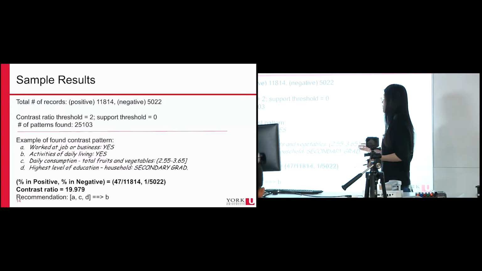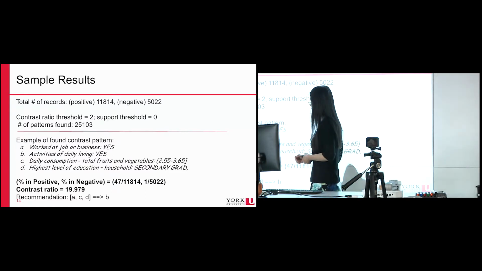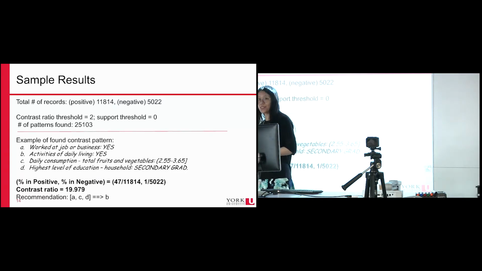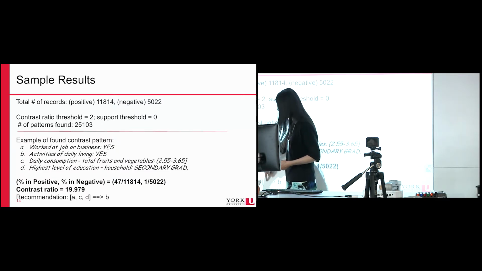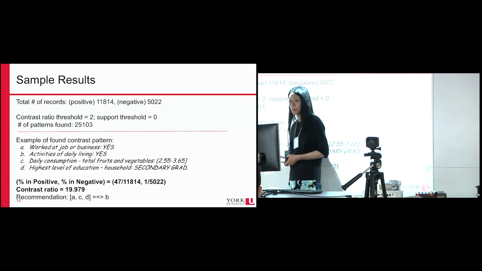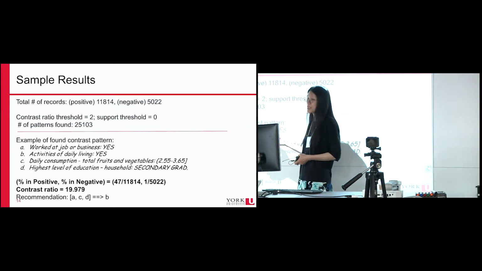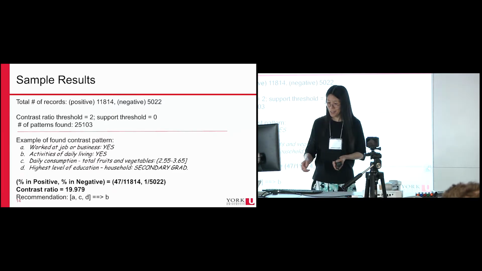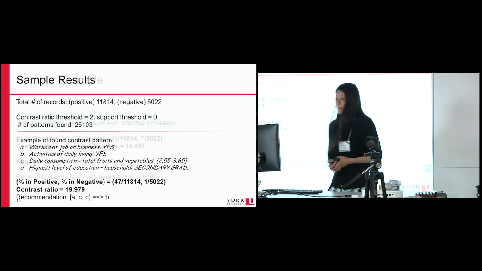Okay, and given this contrast pattern, if a new user satisfies the first 3 features, let's say A, C, and D, but does not satisfy the second one, then you can make a recommendation, asking the user to get involved with some daily activity. Okay, so that's how we use it for recommendation.